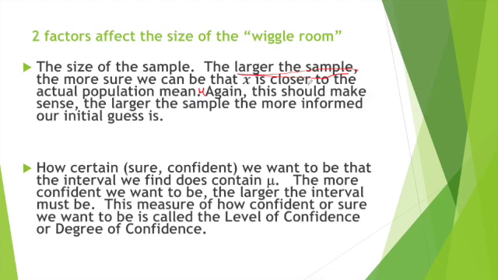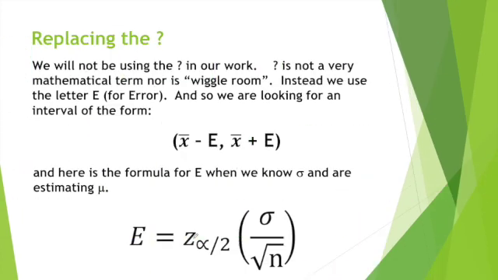Next, the more confident or certain we want to be that our interval does contain our population mean, the larger the interval must be. This is called the level of confidence, or our degree of confidence. So what do we replace that question mark with? We're going to replace it with E, where E stands for error, right?